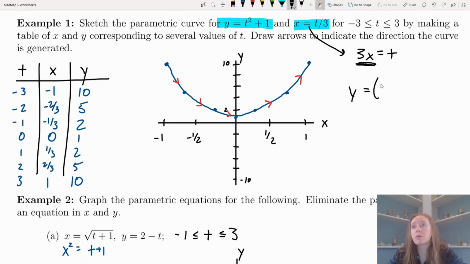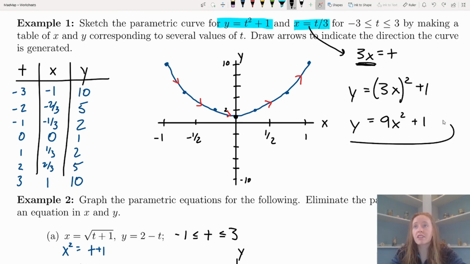So y equals 3x, that entire quantity, squared plus 1, which gives me y equals 9x squared plus 1, which is this parabola pictured. When x is 0, we get our y-intercept of 1, and when x is 1, we get 10. When x is negative 1, we get 10 as well. So you can see that we also could have solved this way and then just found xy points.